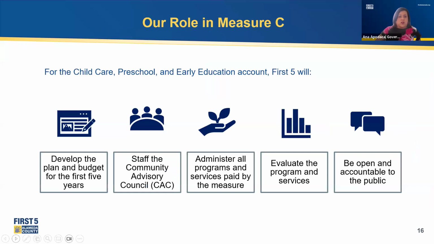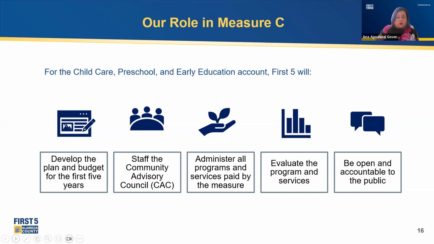The role of First 5 as the administrator of the funds is to develop the 5-year program plan and annual expenditure plan, staff the Community Advisory Council, develop, implement, administer, and oversee all programs and services paid for by the child care, preschool, and early education account, evaluate the programs and services, and operate with transparency and public accountability as good fiscal stewards of the account.